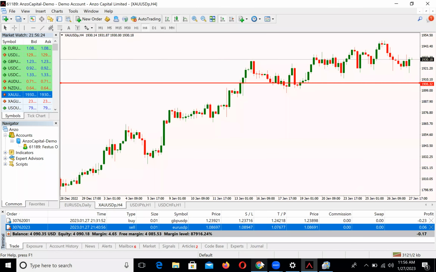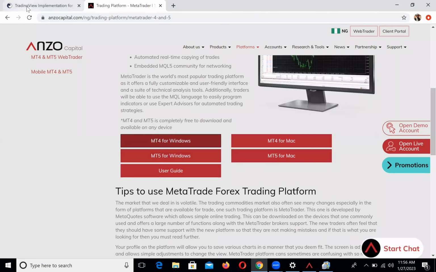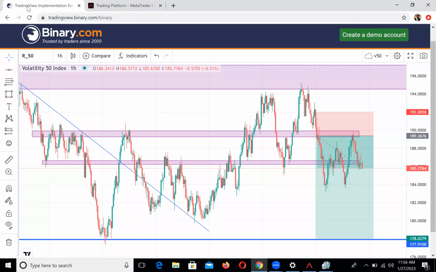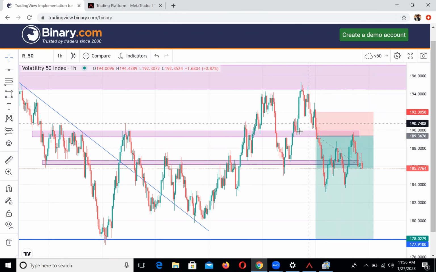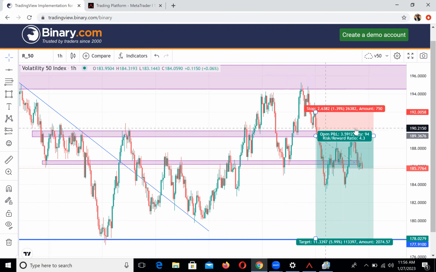For example, this is my trade here. I analyzed this trade last night, and I anticipated that when I analyzed this trade, price was still here. So I anticipated that if price gets to my first pink line here, I know that once it hits it will sell.